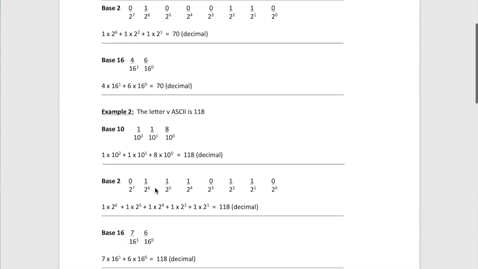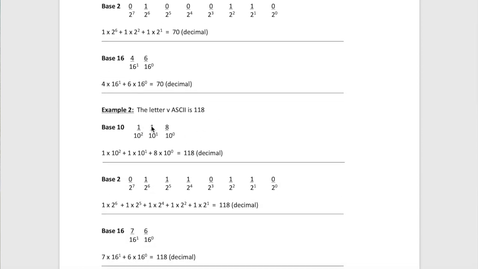Example 2. Now we have 118, 3 digits. So we got 10 to the 0, the first one, 10 to the 1, 10 to the 2. This adds up to 118. Same thing for base 2. We set up the same thing here. We just got to figure out which bits to be on or which bits to be off.